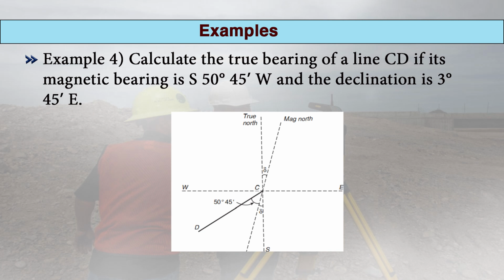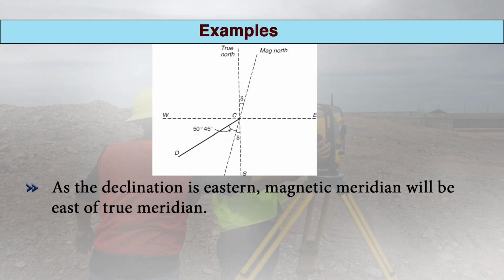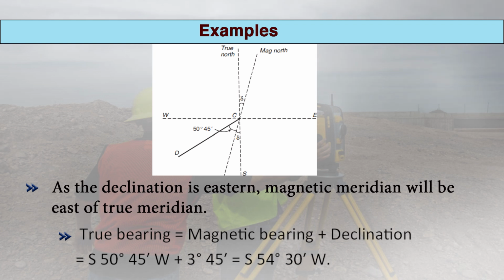Moving on to the next question, we have to calculate the true bearing of line CD if the magnetic bearing is south 50 degree 45 minute west and the declination is 3 degree 45 minute east. As the declination is eastern, the magnetic meridian will be east of the true meridian. So, the true bearing will be the magnetic bearing plus the declination, which is south 50 degree 45 minute west plus 3 degree 45 minute, giving south 54 degree 30 minute west.